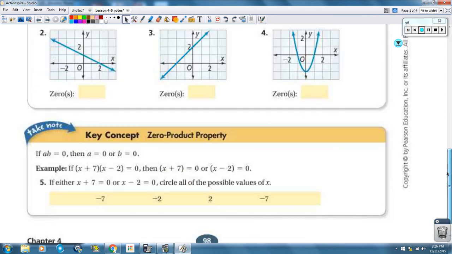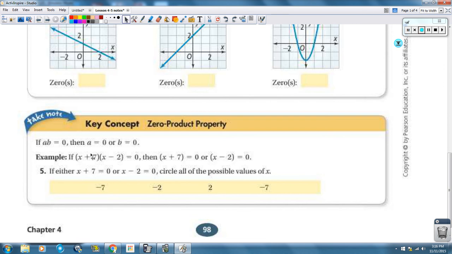Okay, and the next piece we're going to look at is the zero product property. You should remember this from Algebra 1 or after if you had it. Zero product property just says if A times B is equal to 0, then A equals 0 or B equals 0. So you have 2 parentheses. You set each parentheses equal to 0, solve it, and you should be able to tell me the possible answers for x. So I think you can do that.